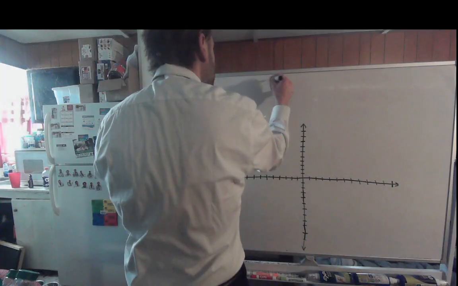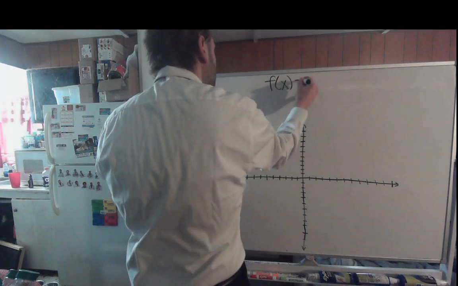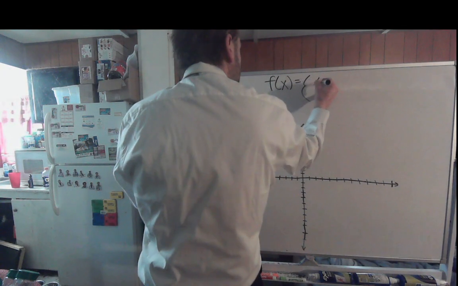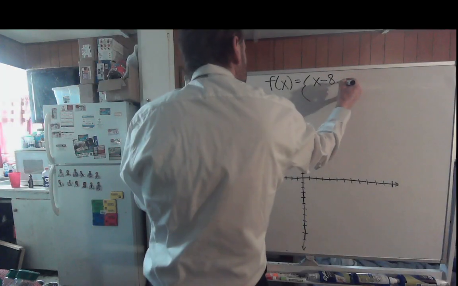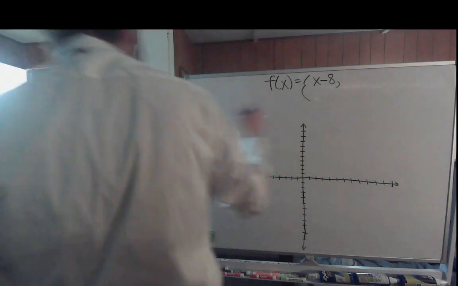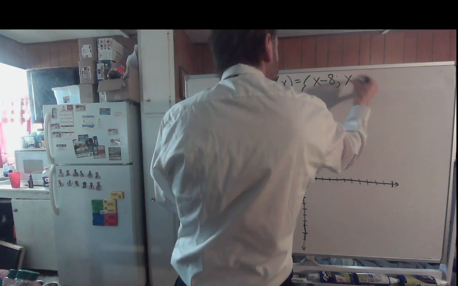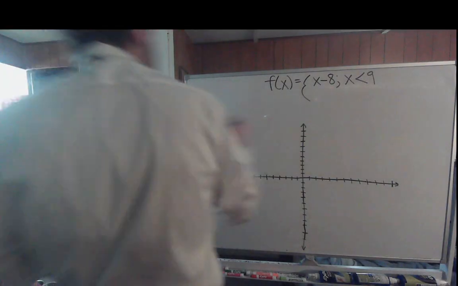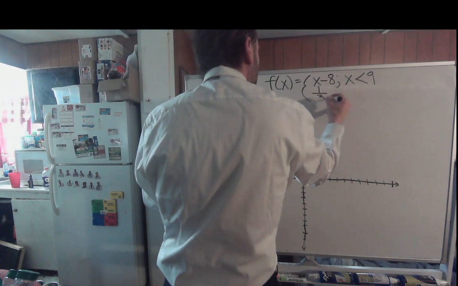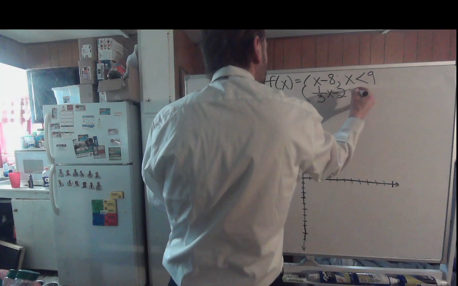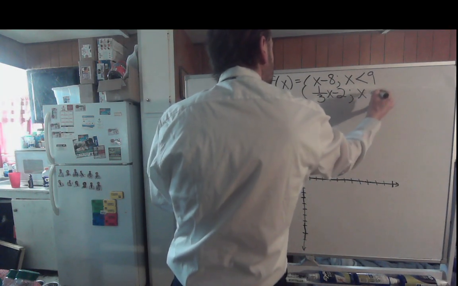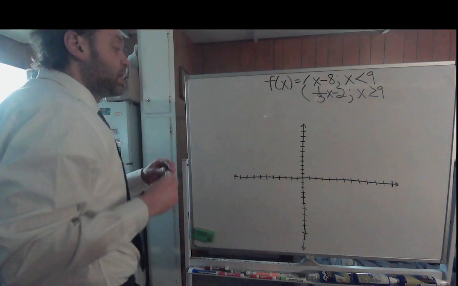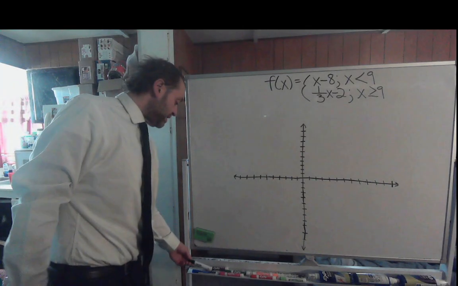Alright, so let's see. F of x equals x minus 8 when x is less than 9. We got 1/3 x minus 2 when x is greater than or equal to 9. Okay. So we have another piecewise function.